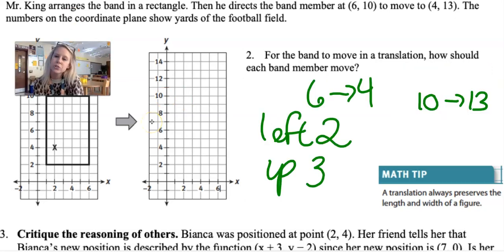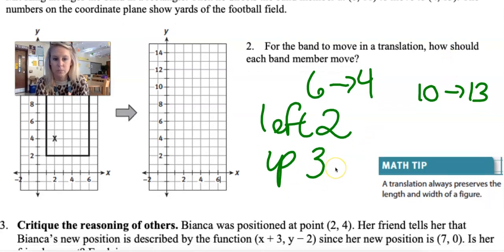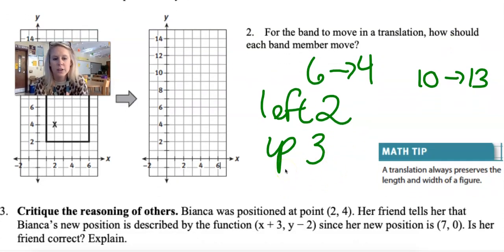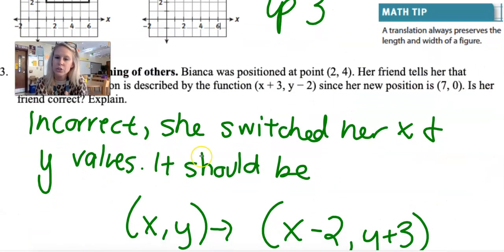Right, so for number 2, every band member needs to go to the left 2 and then up 3. Based on this move up here, going from a 6 to a 4, that's subtracting 2, or moving to the left 2. And again, from a 10 to a 13, that is moving up on the y-axis, so up 3, because it's positive. Okay, Bianca's friend was incorrect, so she actually switched up your x and your y values.